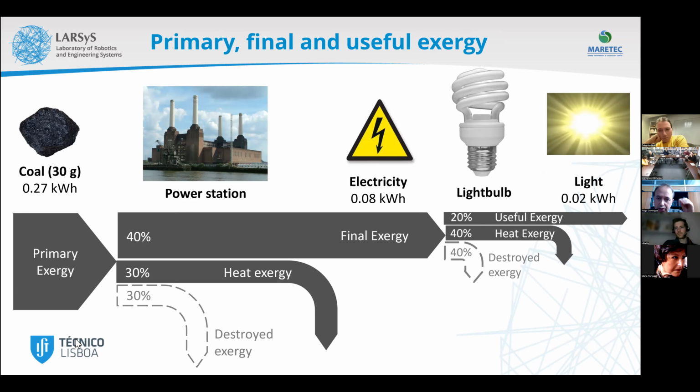All the machines that convert final into useful have an efficiency. An electrical motor has an efficiency of 90%. The gasoline motor in a car has an efficiency at most of 30%. An air conditioner may have an efficiency of 20%. These efficiencies are measured using useful exergy. We divide useful exergy by final exergy. For example, the lamp you see here has an efficiency of 20% because the useful exergy coming out is 20% of the final exergy going in.